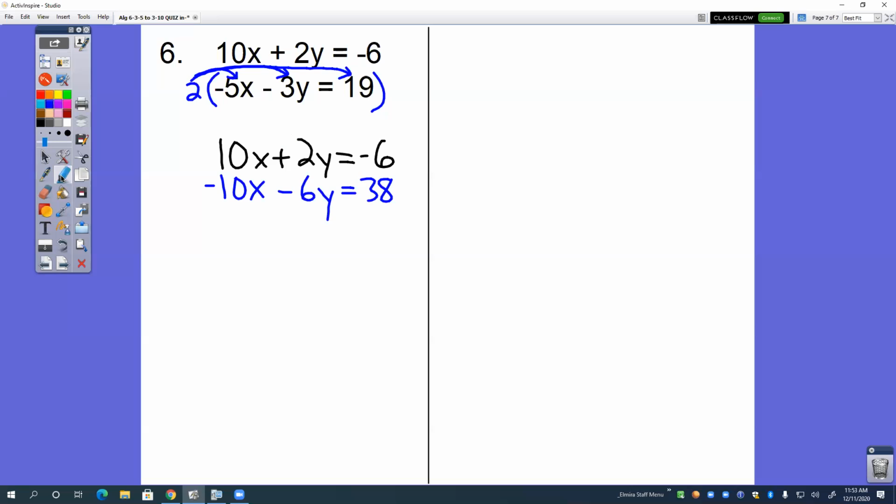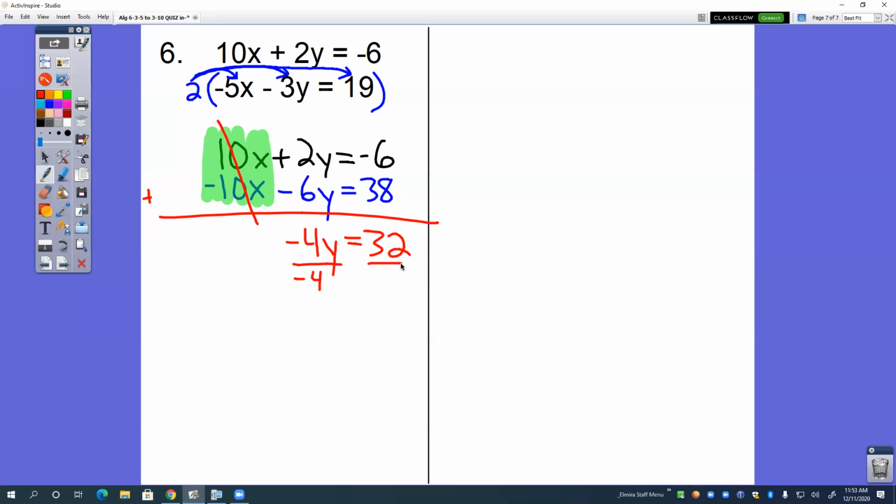Now we have our opposites. Notice that now we have our 10x and our negative 10x. So now what we can do is we can add going down just like the previous problem, because now these x's will cancel out. 2y plus negative 6y is negative 4y. Negative 6 plus 38 is positive 32. Divide by negative 4, divide by negative 4, and we get y equals negative 8.